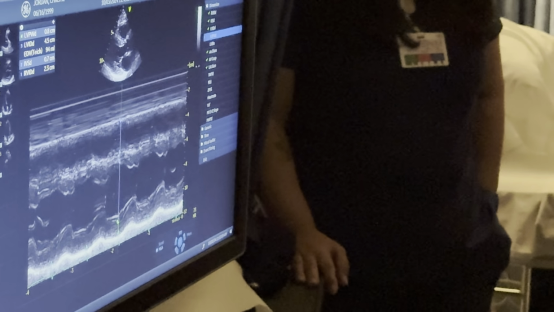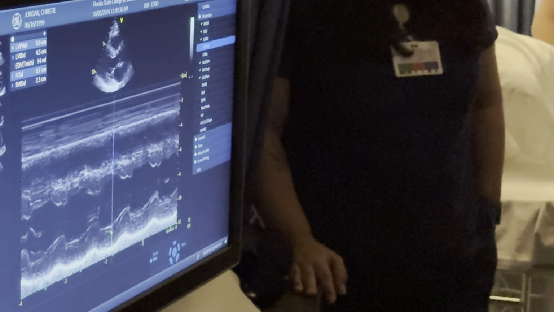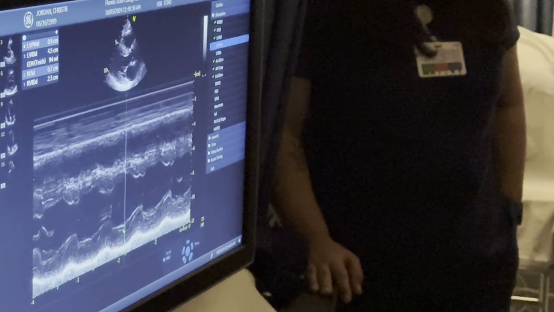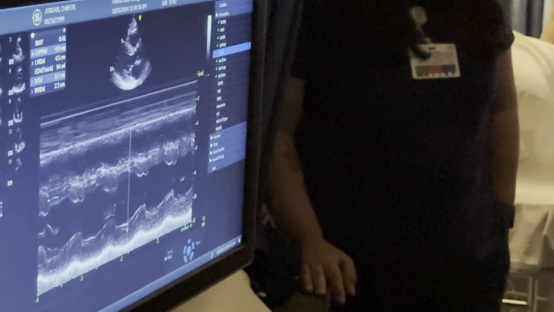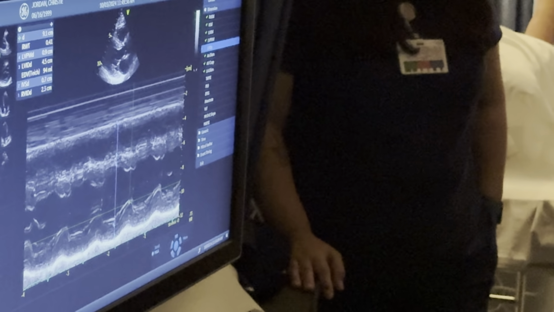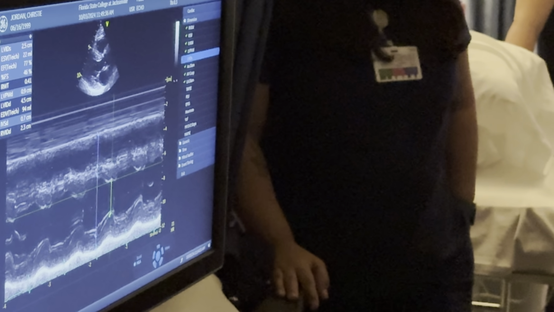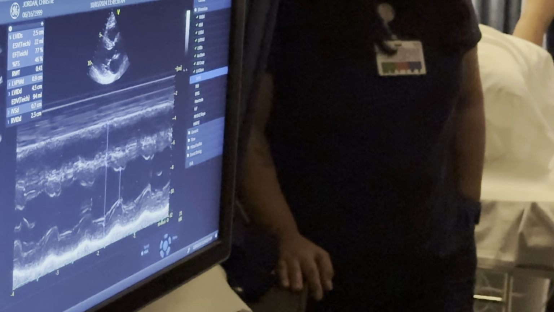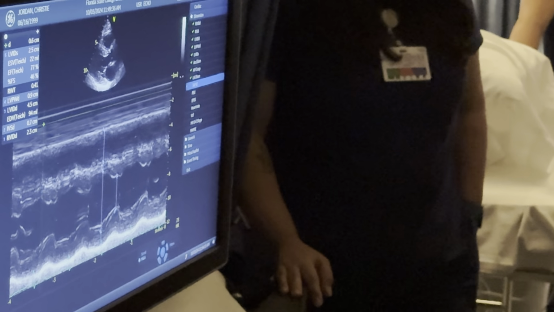Left ventricle is the right size, and then we don't want to include the pericardium. And then follow this up. And here is our LVIDS. You always want to store when you're done.